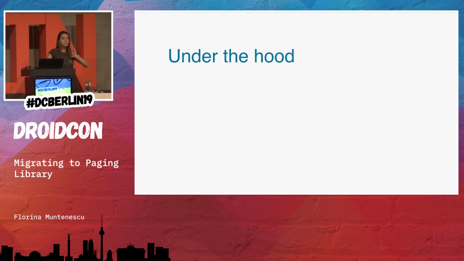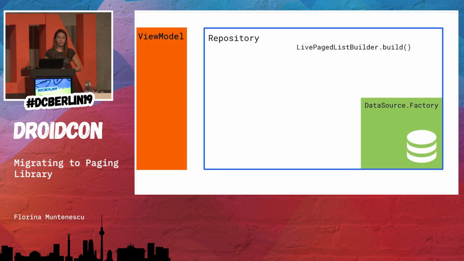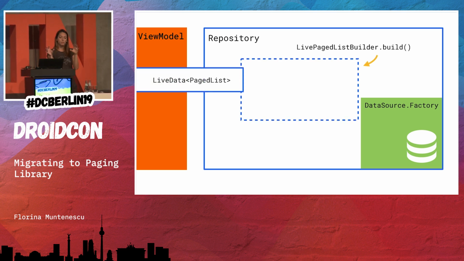OK, now let's see a little bit what's actually going on under the hood. What are all the operations that the paging library is doing for you, so you don't need to? So we said that we have a repository where we're calling this LivePagedListBuilder build. Also in this repository, we would have a reference to the data source factory. So when we're calling build, it means that the result of the build will be a LiveData of a PagedList. So for this, the data source factory calls create to actually build a data source.